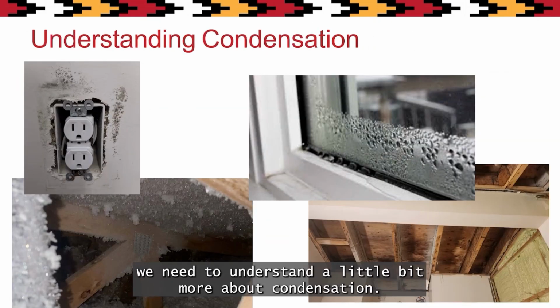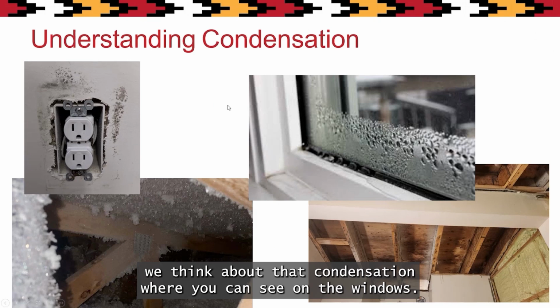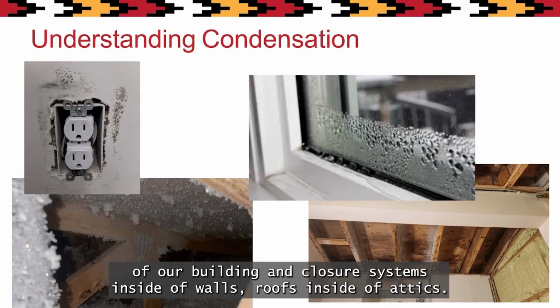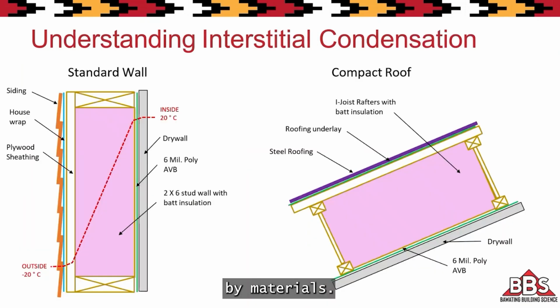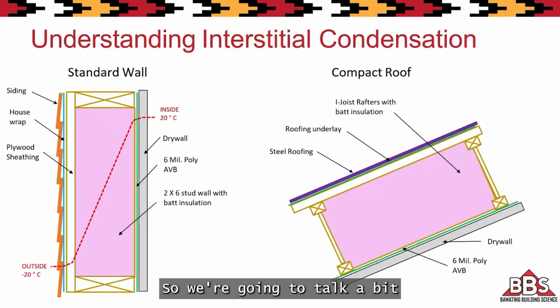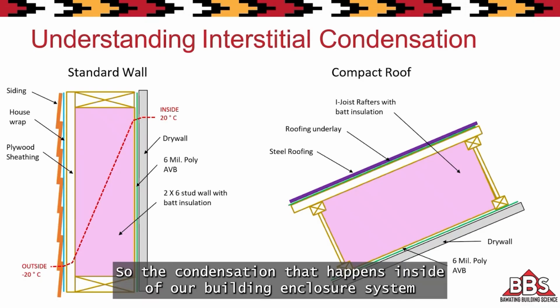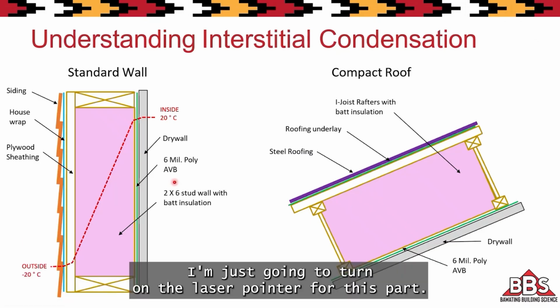And so to understand this part, we need to understand a little bit more about condensation. Typically when we hear the word condensation, we think about that condensation we can see on the windows, but we've also seen a lot of issues related to condensation happening inside of our building enclosure systems, inside of walls, roofs, inside of attics, and how that affects the long-term durability of our materials. So we're going to talk a bit more about understanding interstitial condensation, so the condensation that happens inside of our building enclosure system. I'm just going to turn on the laser pointer for this part.